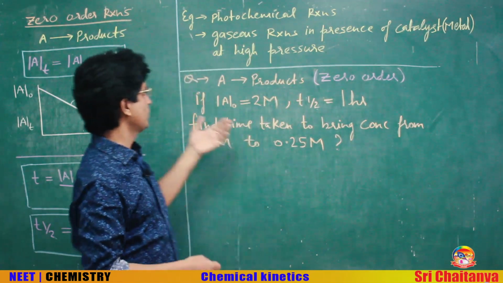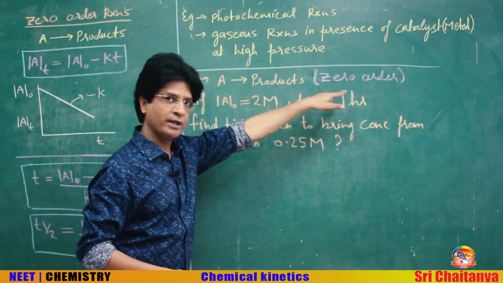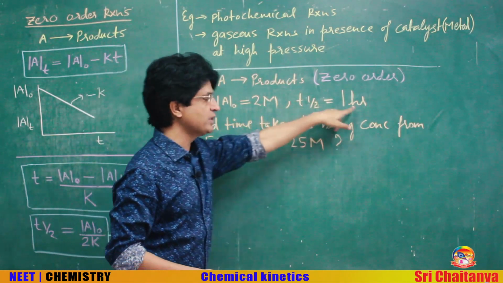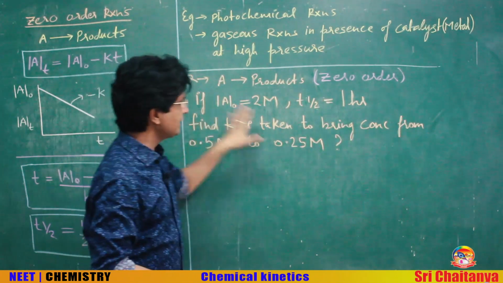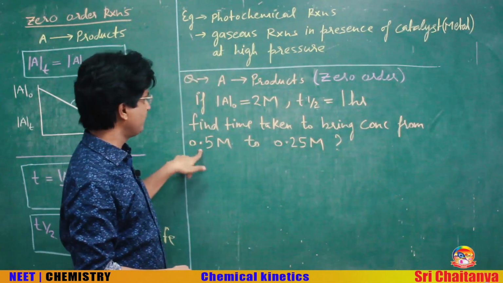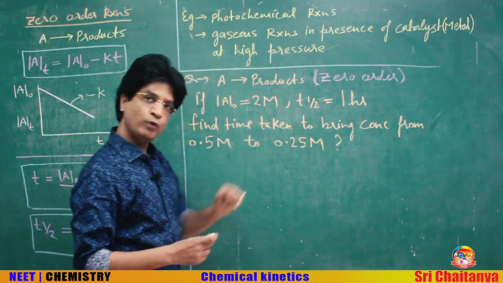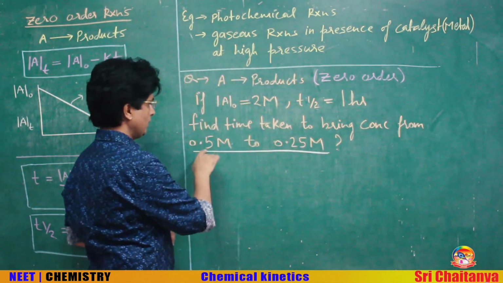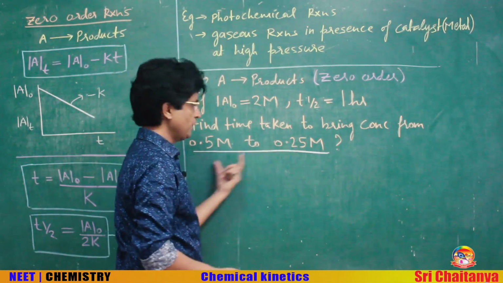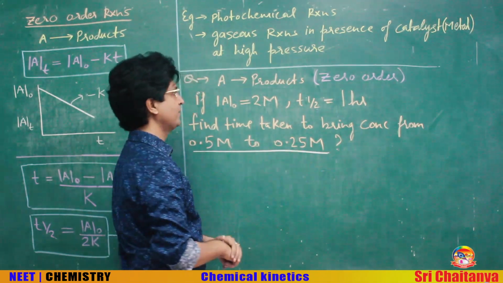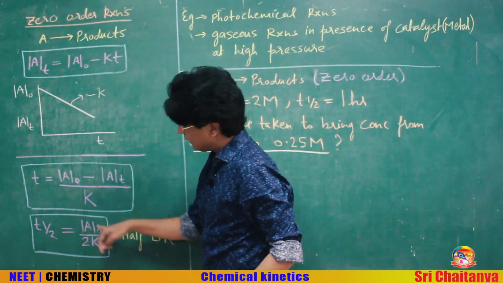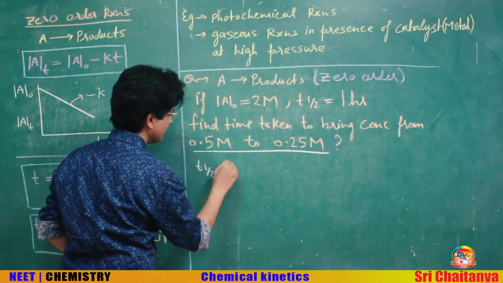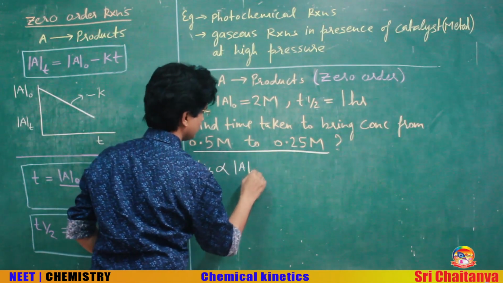Now let us solve a question on that. A zero order reaction is given, and they have given that A naught is 2 molar and half-life is 1 hour. They are saying find the time taken to bring the concentration from 0.5 to 0.25 molar. Now I want you to focus on this: 0.5 to 0.25 molar. The substance is becoming half. So they are actually asking you the half-life. And I know that half-life is directly proportional to A naught, the initial amount. So I can write down that t half is proportional to A naught.